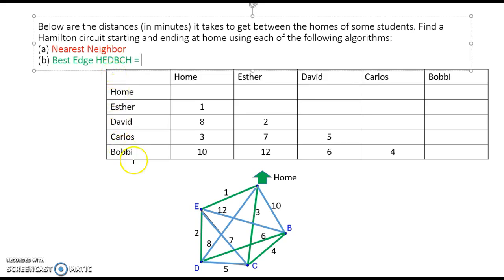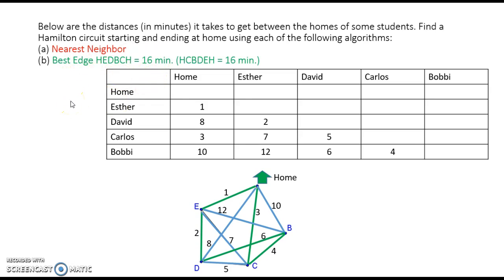And then just as we did with the nearest neighbor, we can calculate that total distance. So we have 1 here. Now we're at 3. Plus 6 is 9. 4 is 13. And 3 is 16. So that total path was 16 minutes. And again, notice that it would have been fine to go backwards on that same path, and we still would have gotten 16 minutes. So the nearest neighbor algorithm gave us a path that was 22 minutes, and the best edge gave us a path that was 16 minutes. Obviously, if you had to choose between the two of those, the best edge would be better.